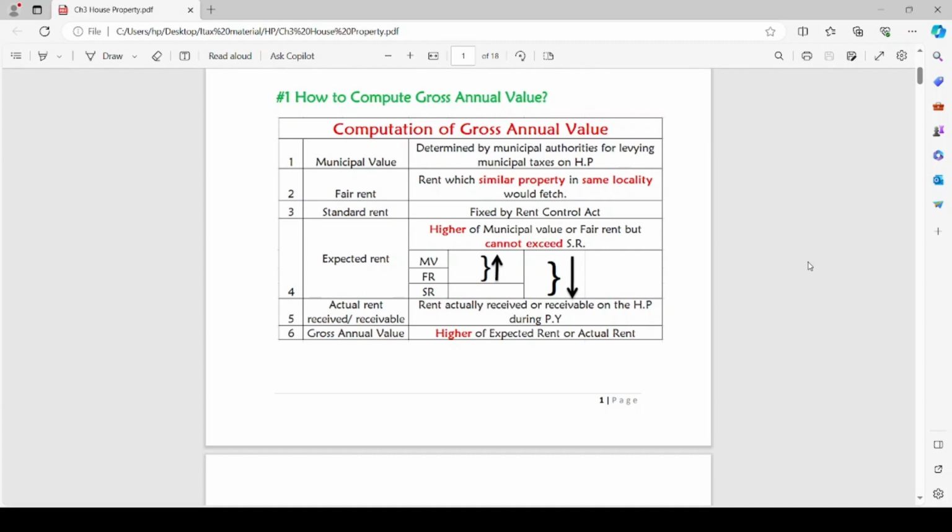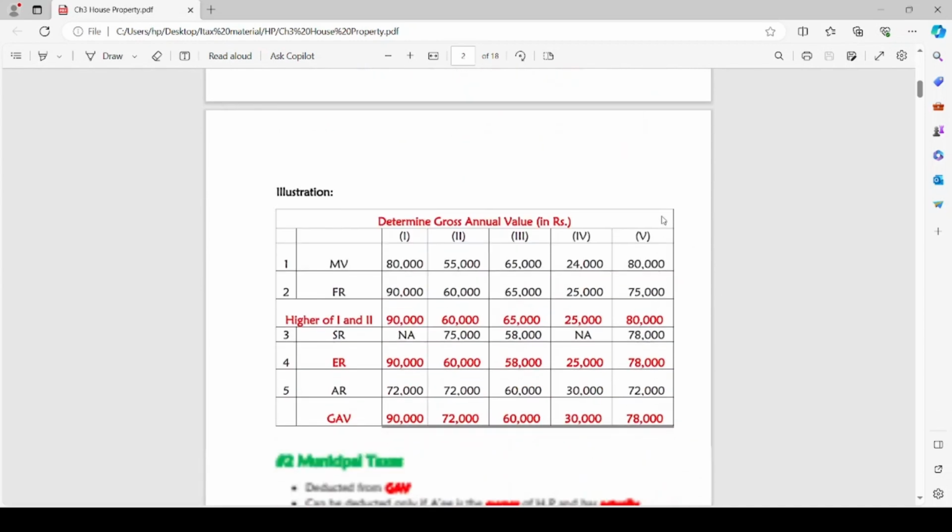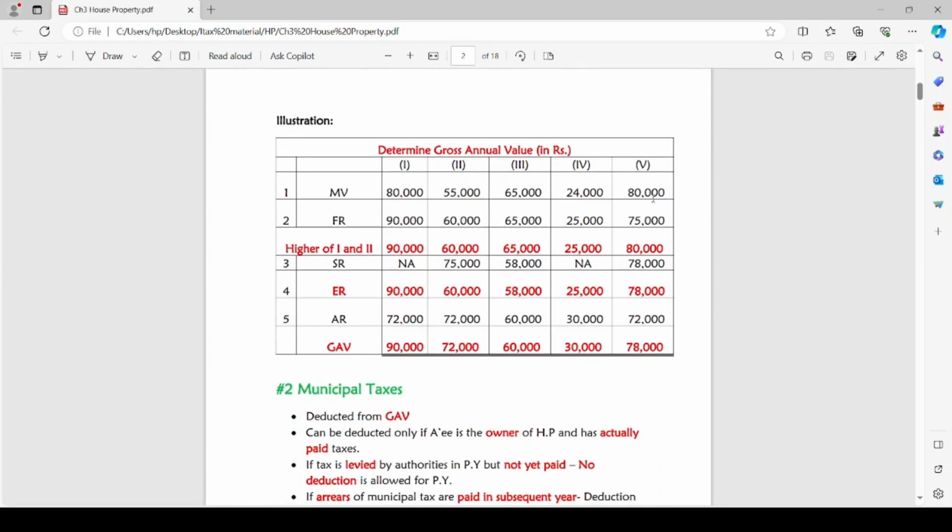Gross annual value. Gross annual value is nothing but the higher of expected rent and actual rent. The higher figure between expected rent or actual rent is taken as gross annual value. Let us go through one illustration which has been already provided in our institute material.